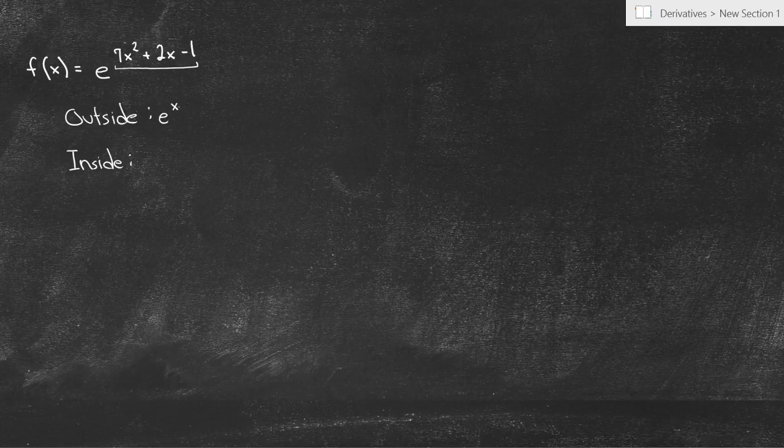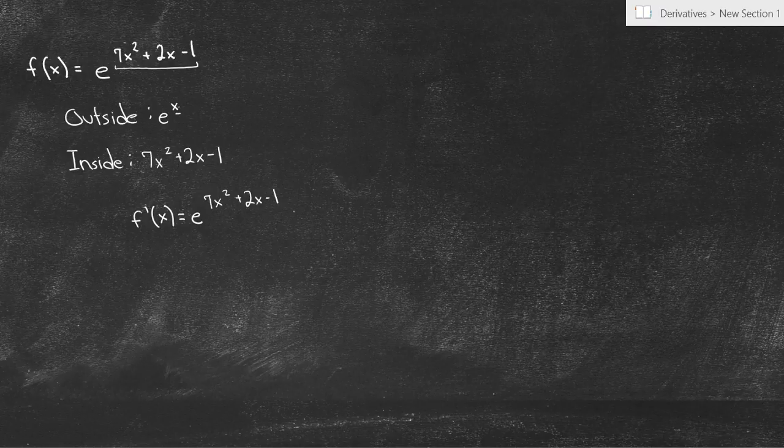My inside function then is what I would do before that, which is evaluate what 7x squared plus 2x minus 1 is. So that's my inside. Then again, the same process for the chain rule applies here. Take the derivative of the outside, leaving the inside alone. That's the start. So f prime of x equals the derivative of e to the x, which is just e to the x. But remember, instead of x, we put our original function. So e to the 7x squared plus 2x minus 1. Not much change there.